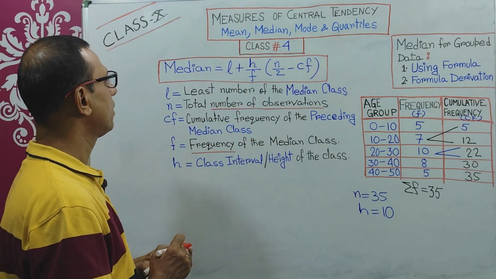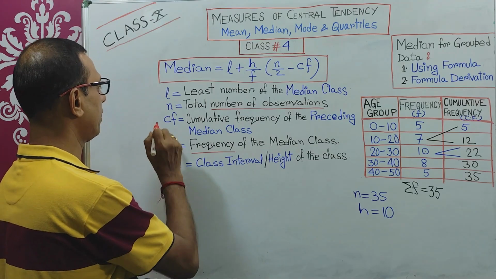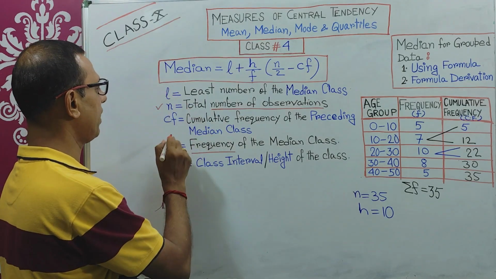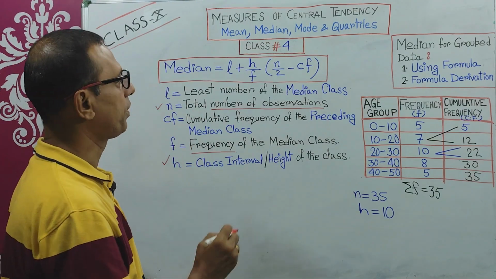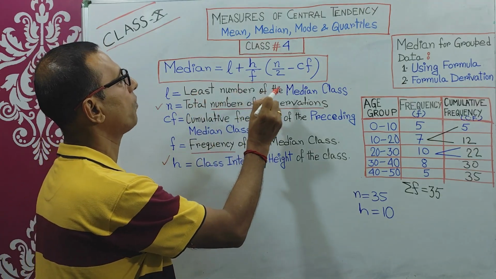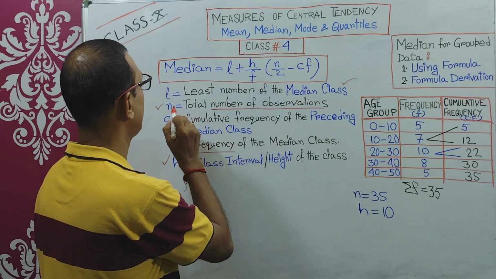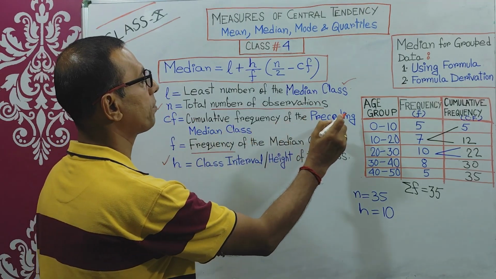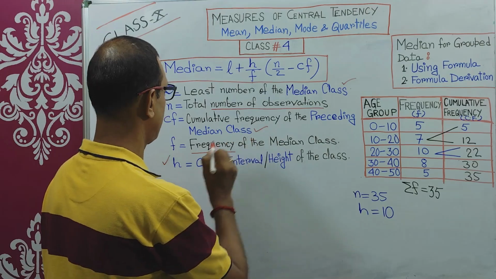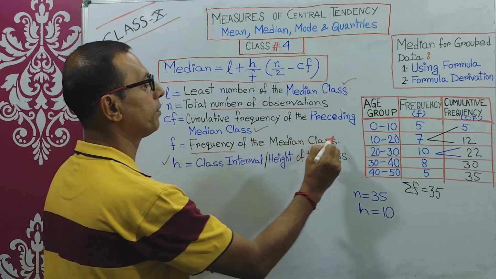Now you see, H is done, N is done. For L, CF and F, L is the least number of the median class. This is the common term. CF is the cumulative frequency of the preceding median class, and F is the frequency of the median class.